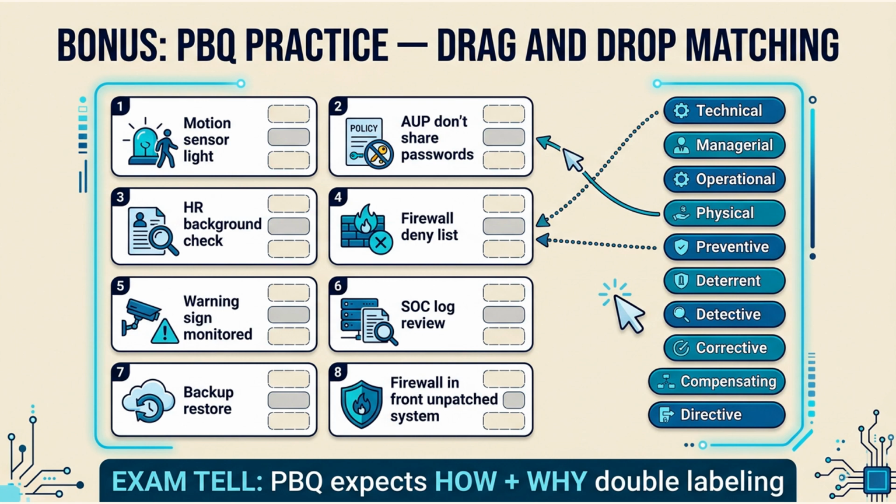Operational plus detective. 7. Restore file server from backup. Technical plus corrective. 8. Firewall in front of unpatched ICS that cannot be patched. Technical plus compensating plus preventive. If you got 6 out of 8, you are exam ready. Screenshot this PBQ slide and practice daily. How equals MTOP, Y equals PDDCCDD.